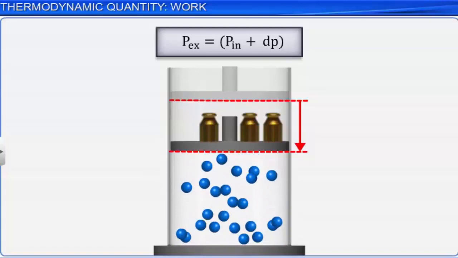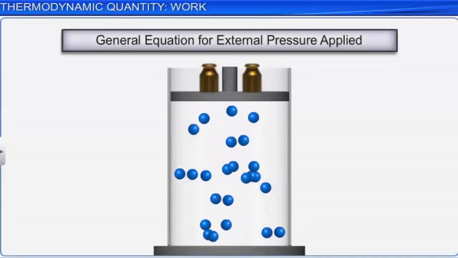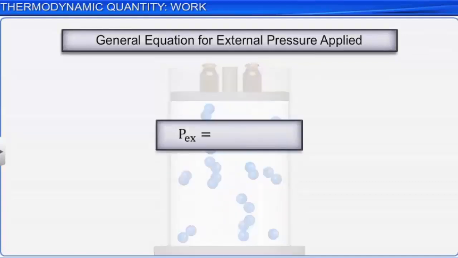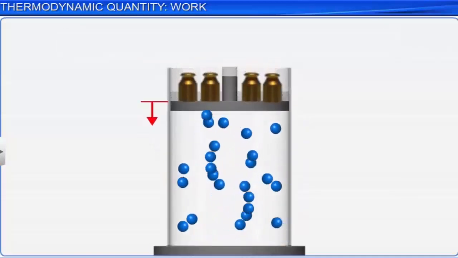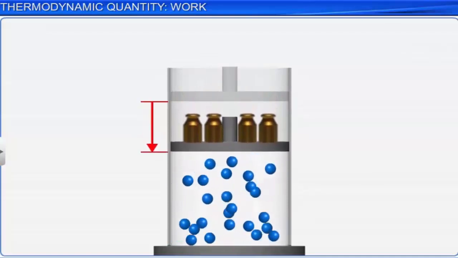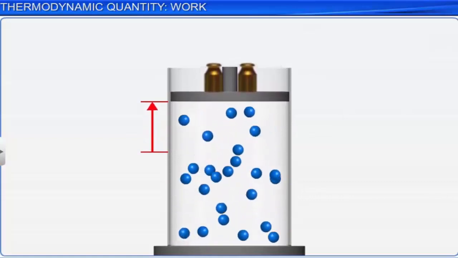Therefore, external pressure applied on a system is expressed as external pressure equals internal pressure plus or minus infinitesimal change in the pressure of the system. This is known as a reversible process. Thus, a reversible process is one that takes place infinitesimally slowly and the direction of which at any point can be reversed by an infinitesimal change in the state of the system.